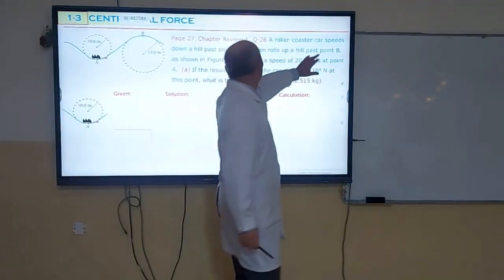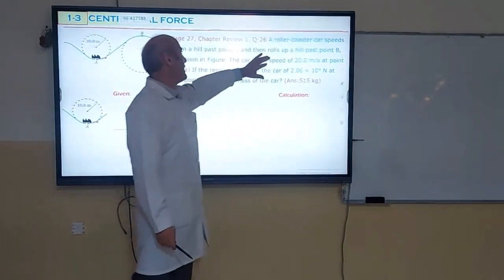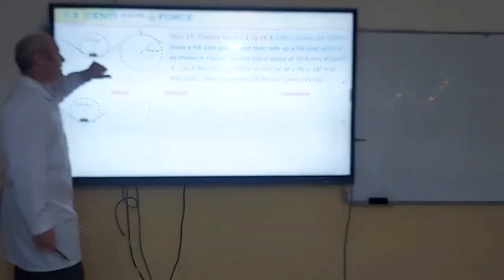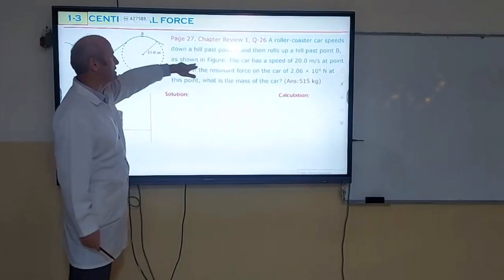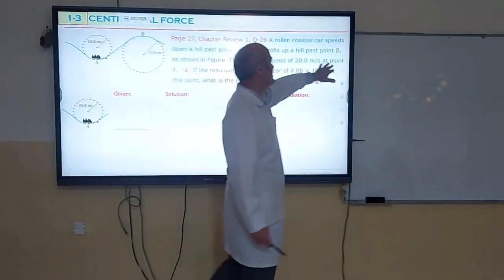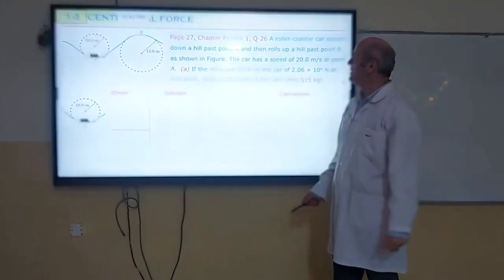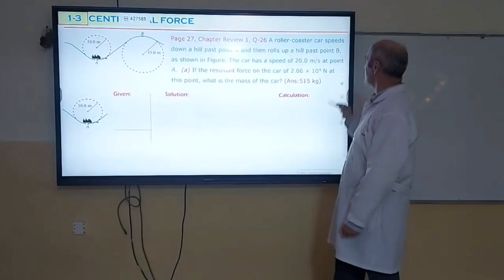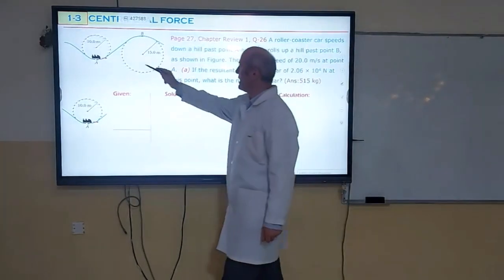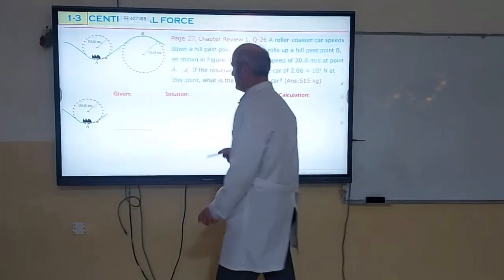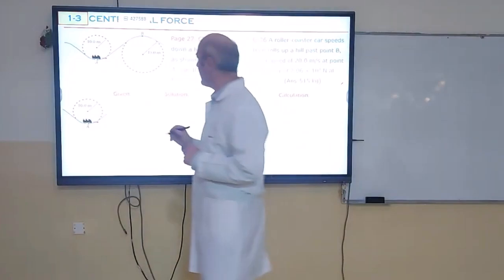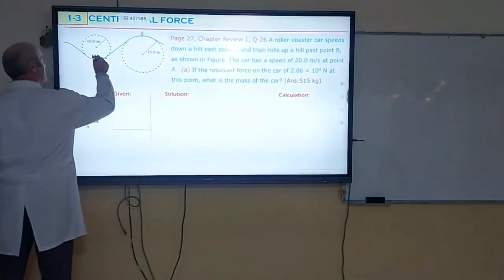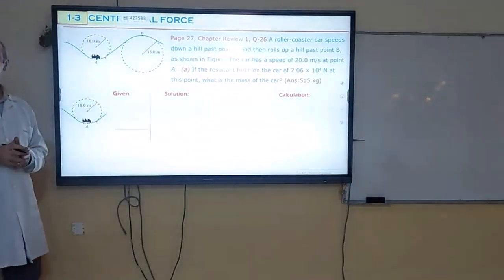A roller coaster car speeds down a hill past point A and goes up and past point B as shown in the figure. The car has a speed of 20 meters per second at point A. If the resultant force of the car is 2.06 times 10 to the power 4 newtons at point A, what is the mass? First, at point A, the resultant is given.